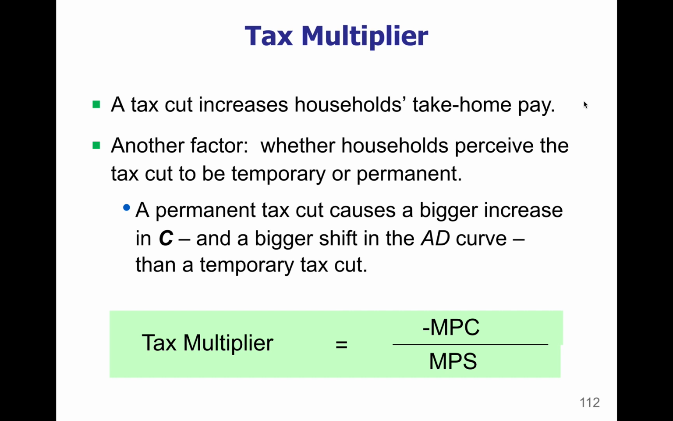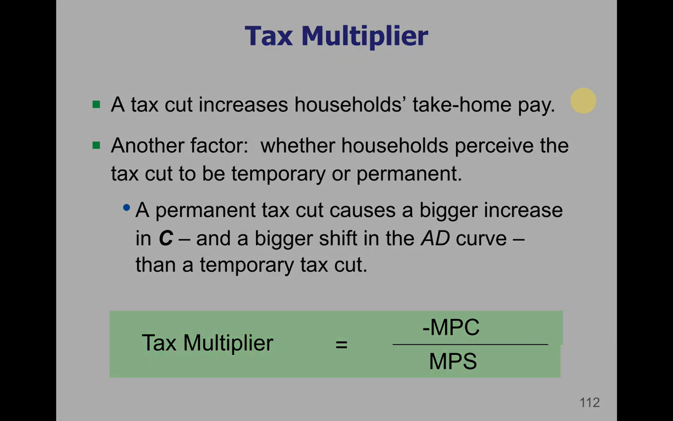It is negative MPC divided by MPS, which is your marginal propensity to consume over save. There is a negative sign here because in order to generate multiple spending, we're going to cut taxes. So this is how much you'd have to reduce taxes by, which is why there's a negative sign there.